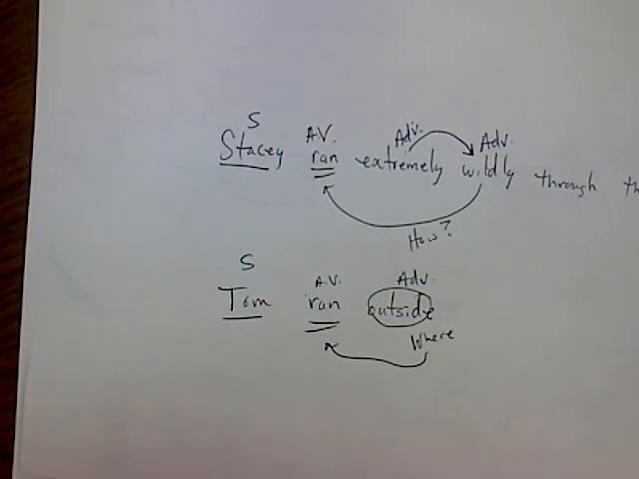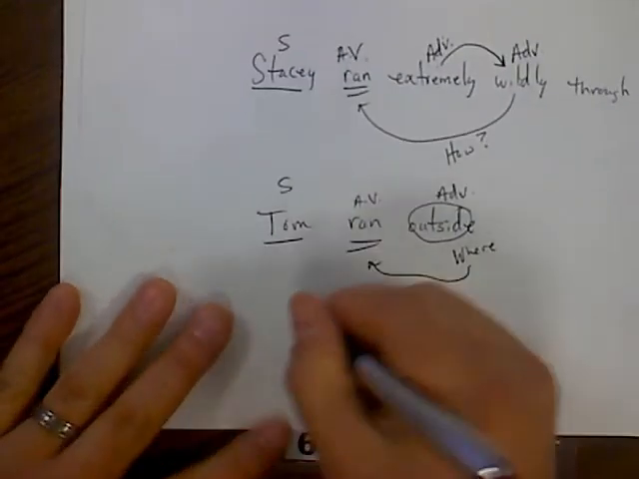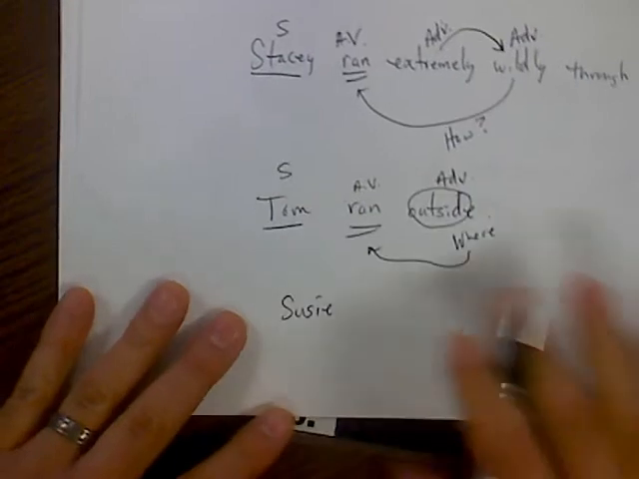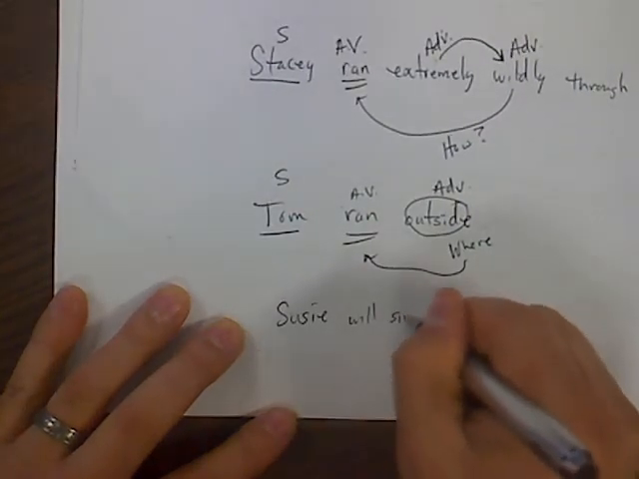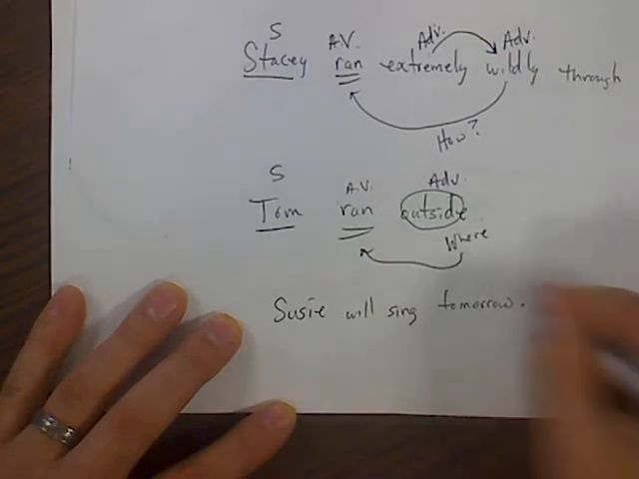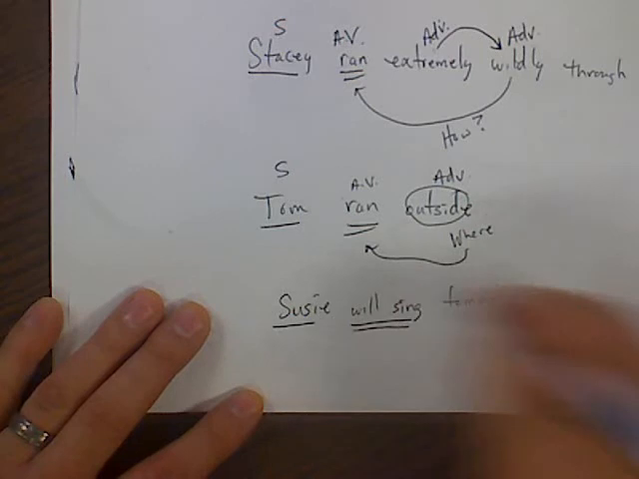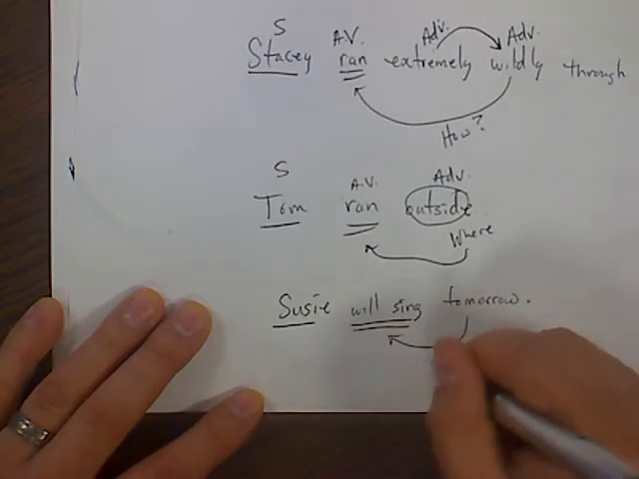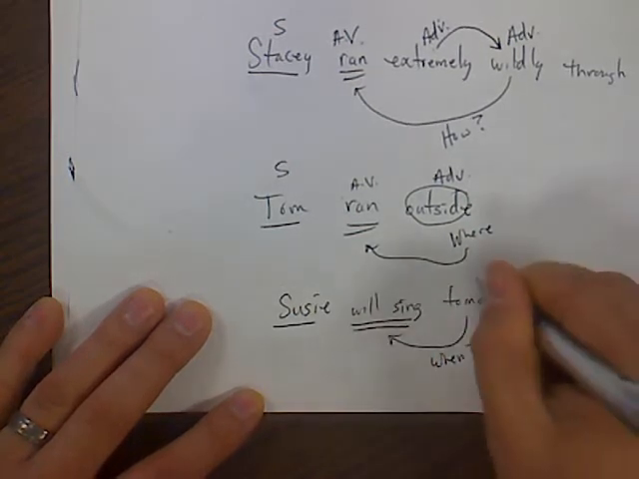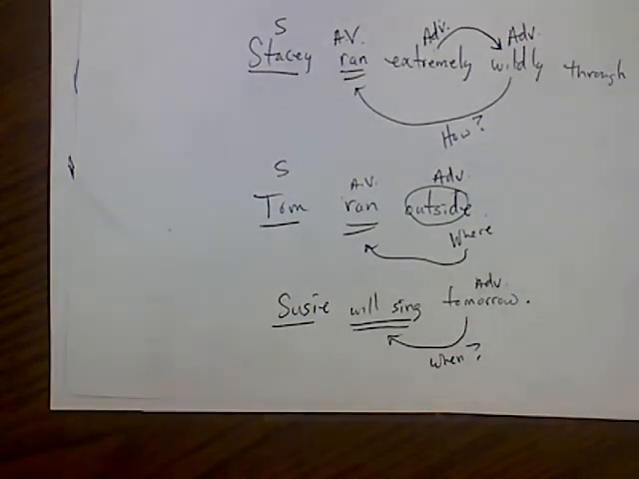And notice outside does not end in ly. We don't say he ran outsidely. Okay. It's not answering the question of how he ran. It's telling where he ran. We could say Susie will sing tomorrow for the class, or something to that effect. Okay. Again, subject, we have a verb phrase this time, will sing. Tomorrow tells when she will sing, which makes this an adverb. But again, it doesn't end in ly.